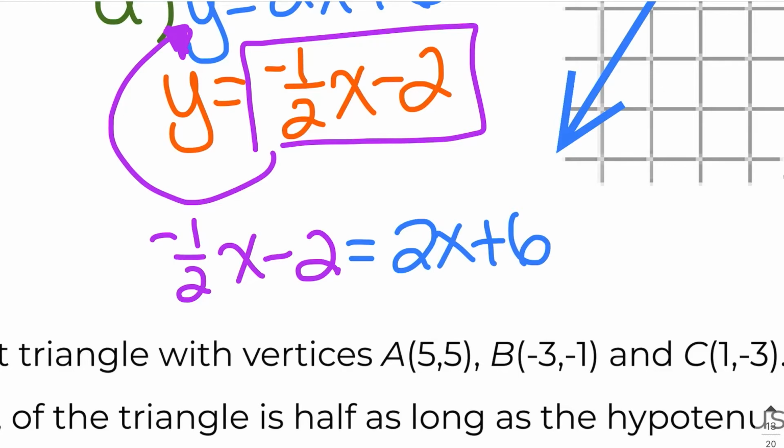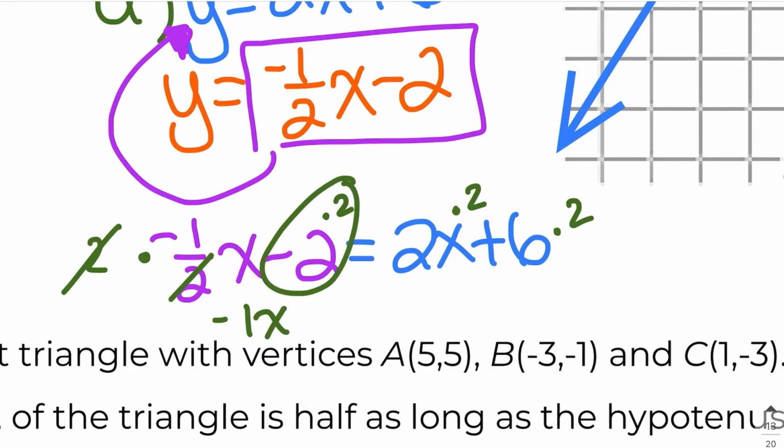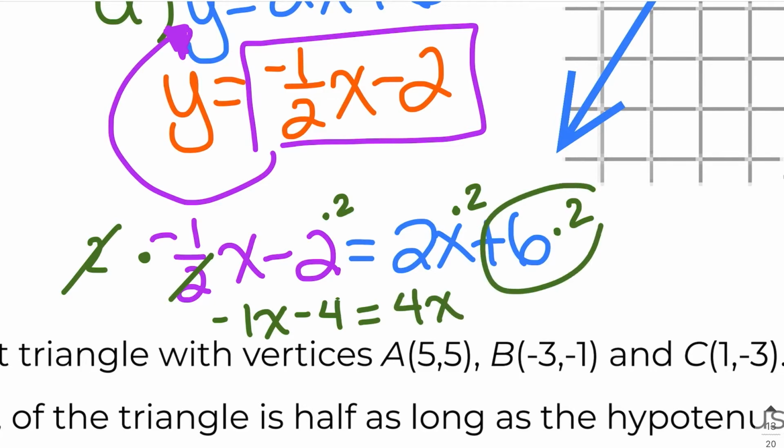So let's go ahead and solve for x here. I have fractions. I do not like fractions, so I'm going to get rid of my fractions by multiplying everything through by a common denominator, which is 2. So I'm going to multiply this by 2, this by 2, this by 2, and this by 2. These 2's cancel, so I end up getting -1x. -2 times 2 is -4. 2x times 2 is 4x, and then 6 times 2 is 12.